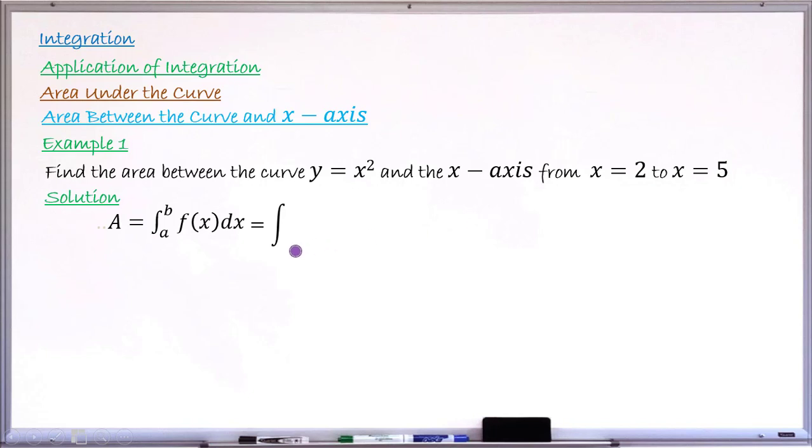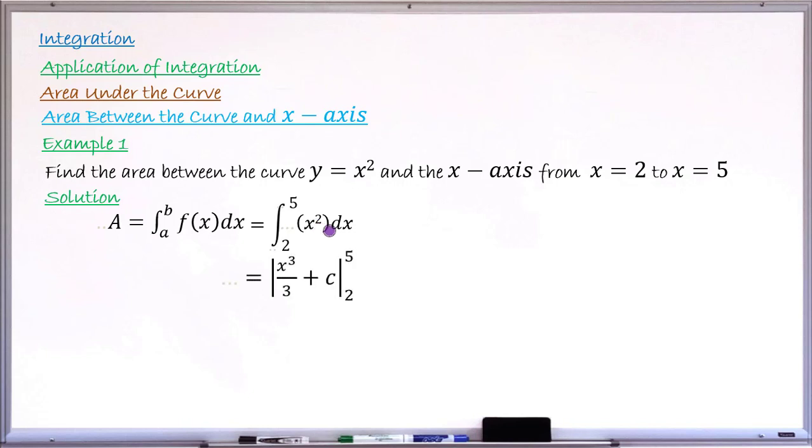So let me write the definite integral from 2, that is the lower limit, to x equals 5, that is my higher limit, of the original function, that is the curve, and the curve is f of x, which in this case is now x squared. So the function x squared, and I'm going to find this integral with respect to x. So I continue. So I now find the integral of this x squared before finding the definite integral.